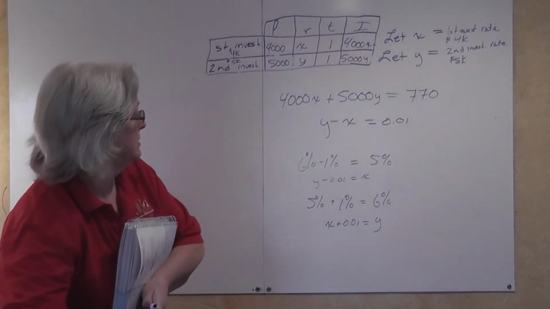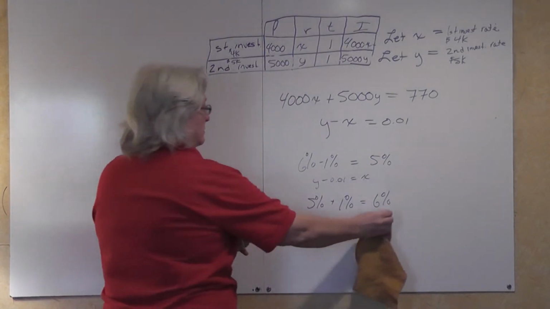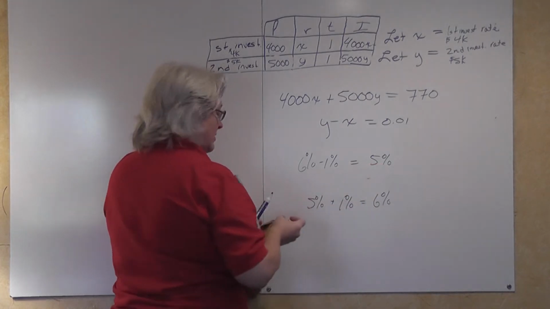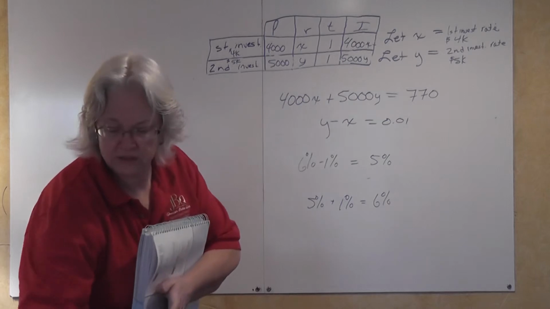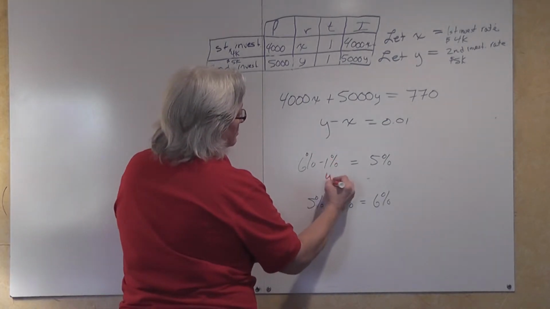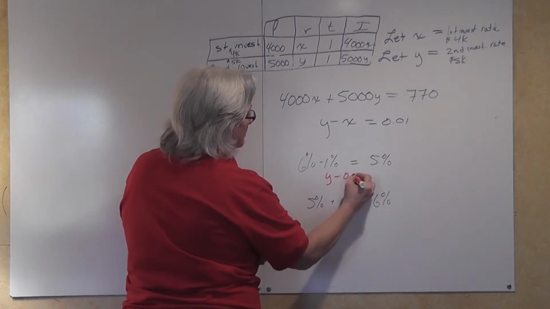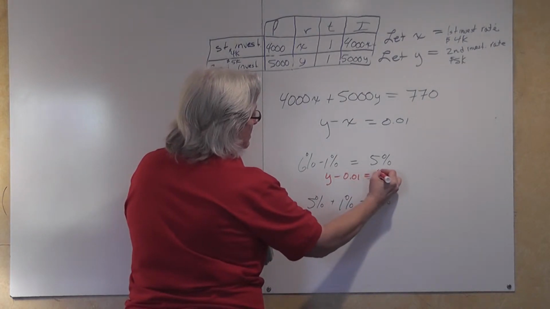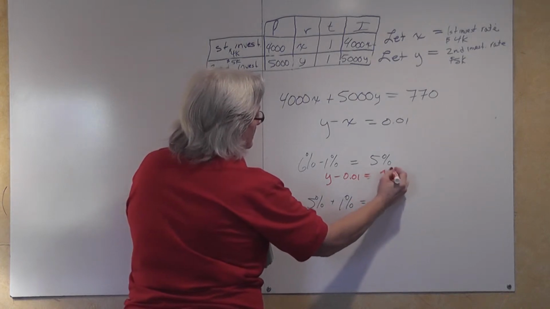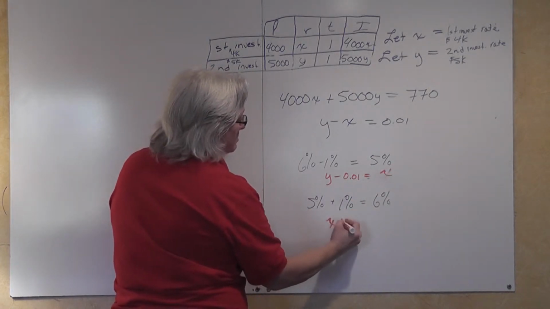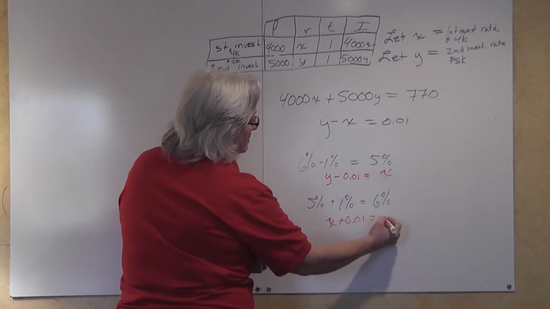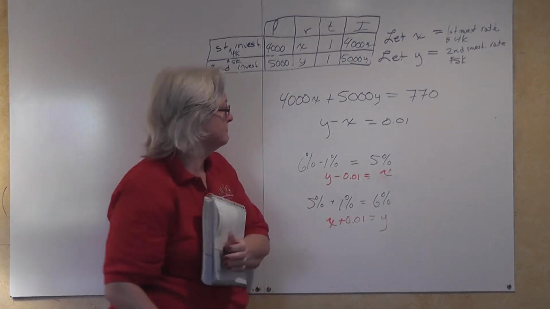Okay? Got too many different, all the same color here. I want to go ahead and put these in red because I'm not able to not show you the different ways that you can approach this problem. y minus 0.01 is equal to x.